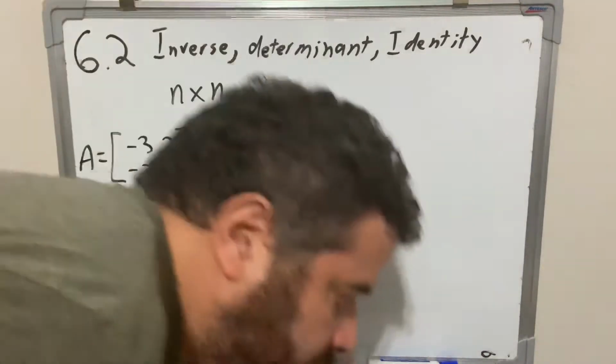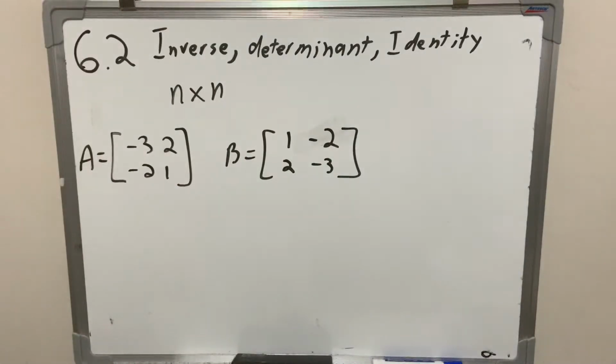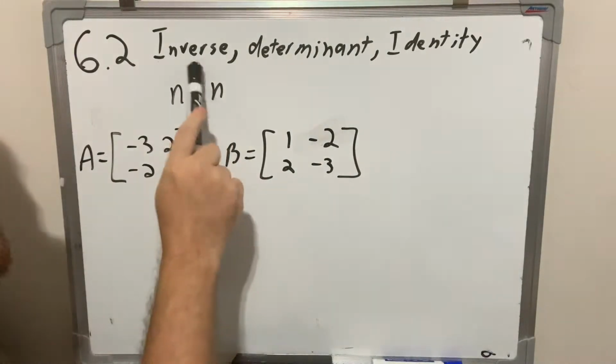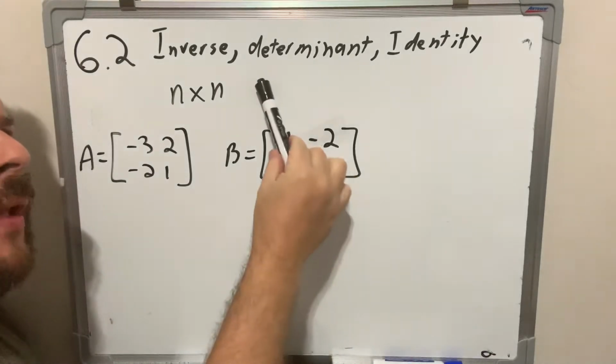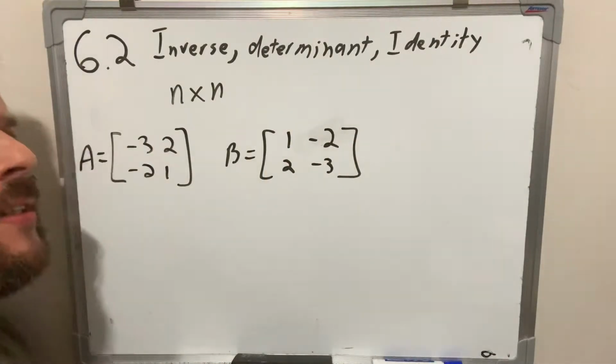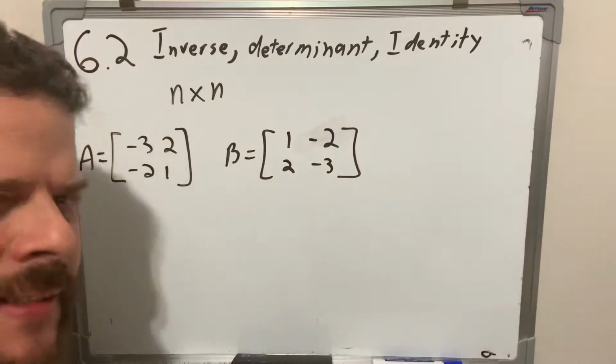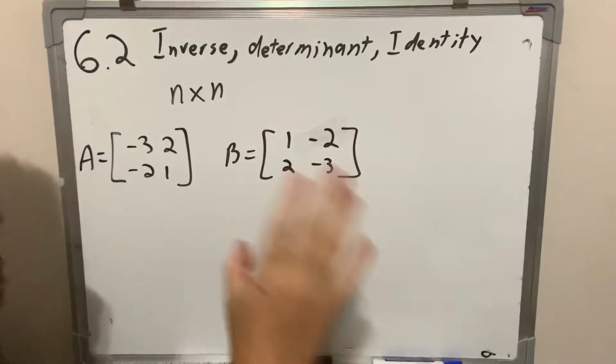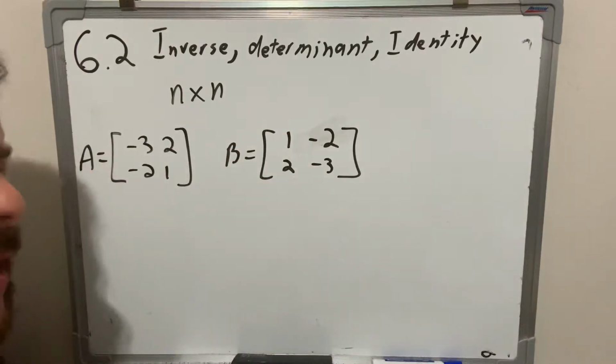Good morning, guys. Today we're going to end 6.2. We're going to focus on three things: finding inverse matrices, what the determinant of a matrix is, and we're going to review what the identity matrix is. Again, we need to know what the identity matrix is before we work with anything today.